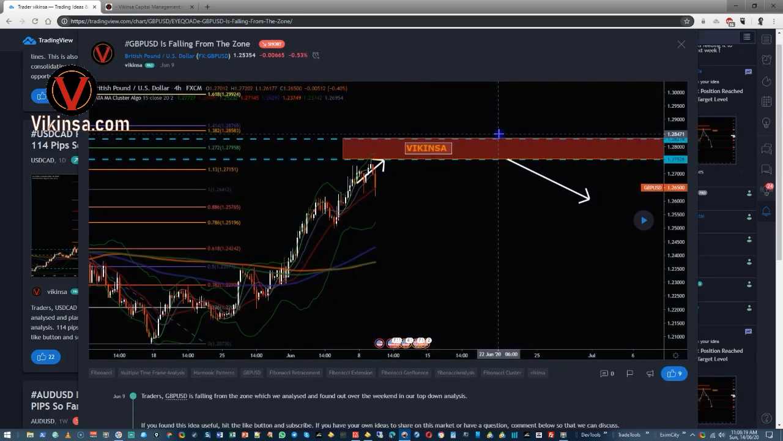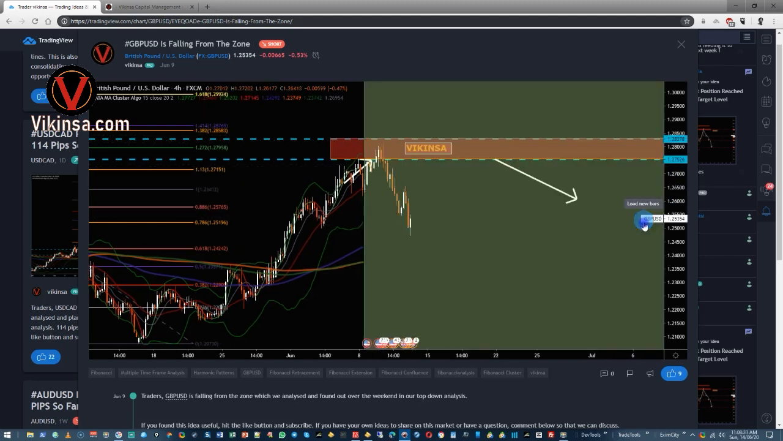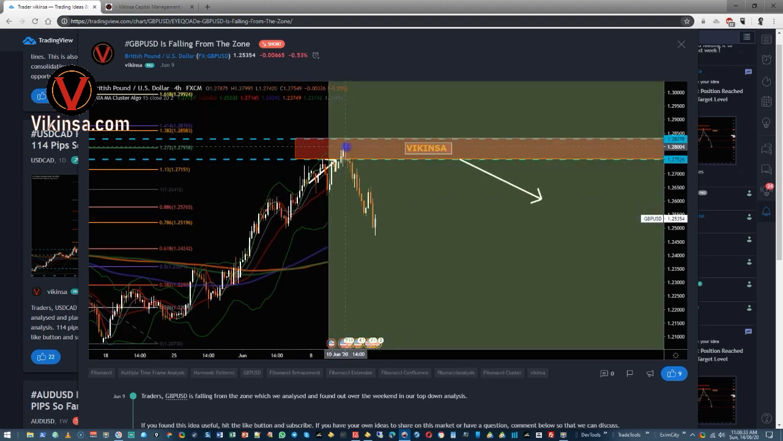On GBPUSD, I posted that this is the zone that we are looking for, and we were expecting the market to actually fall back down, and it did actually. For the first time it fell down, and then we were looking for a better opportunity if it comes back into the zone. Since then the market came back in the zone, and then it fell back down. So how could we have entered using the VATA Trend Algo indicator?